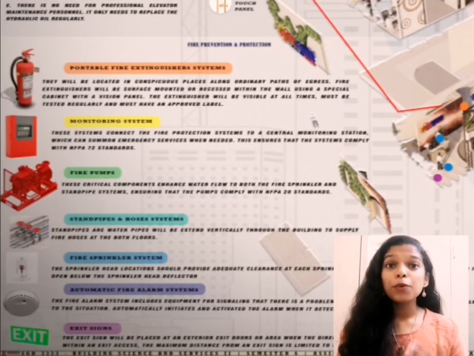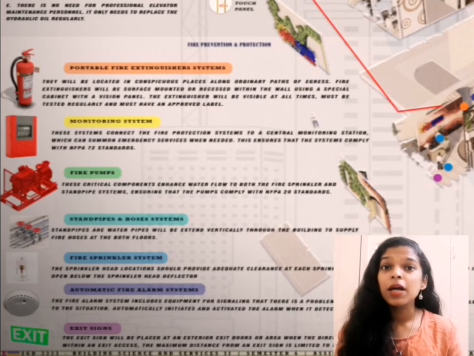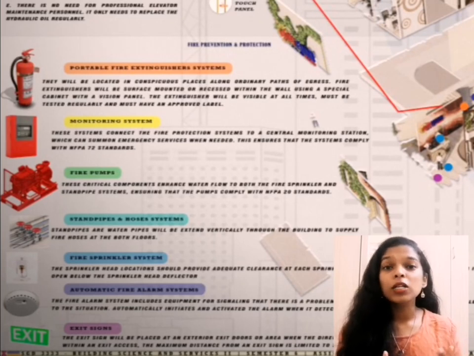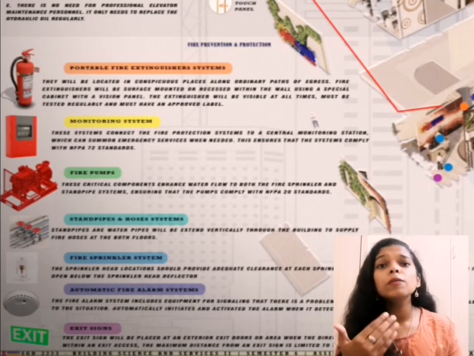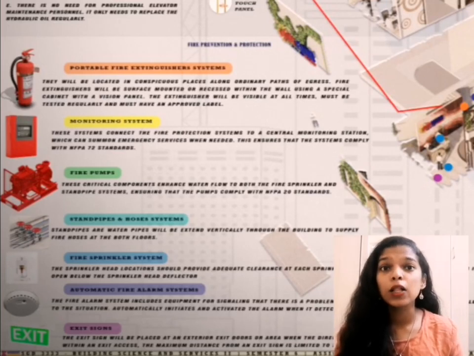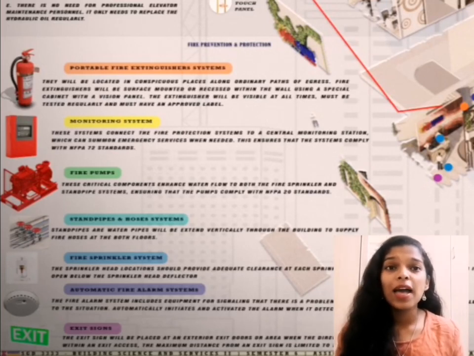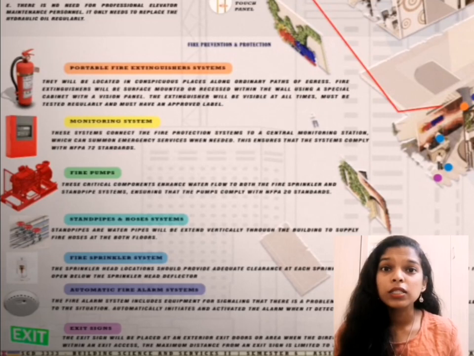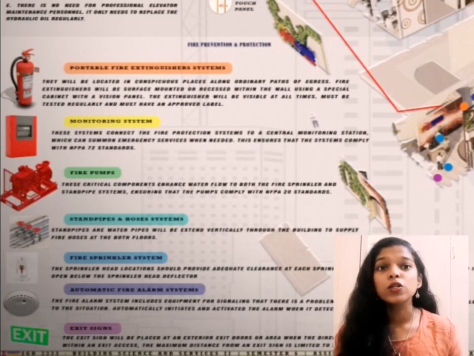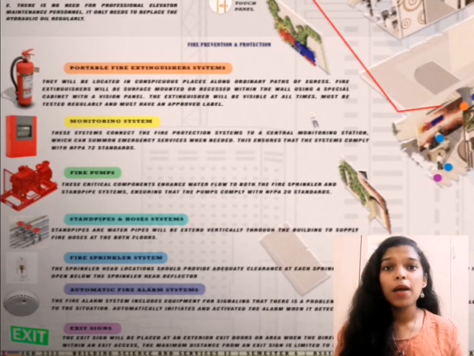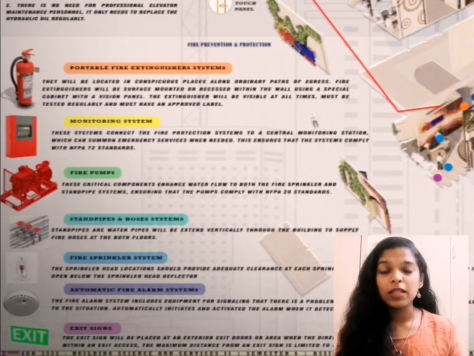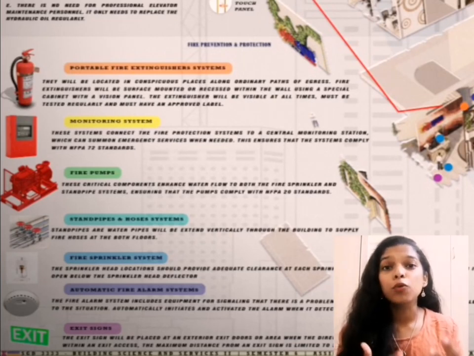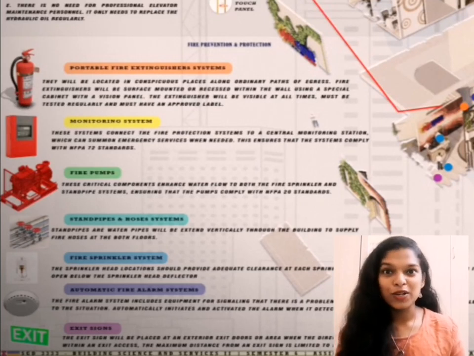Secondly, we will look into the fire prevention and protection system that we have used in the Upskilling Community Hub. The first will be the portable fire extinguisher system, located at conspicuous places along ordinary paths of egress. Fire extinguishers will be surface mounted or recessed within the walls using a special cabinet with a visible panel. The extinguisher will be visible at all times, must be tested regularly, and must have an approval label. The second will be the monitoring system.